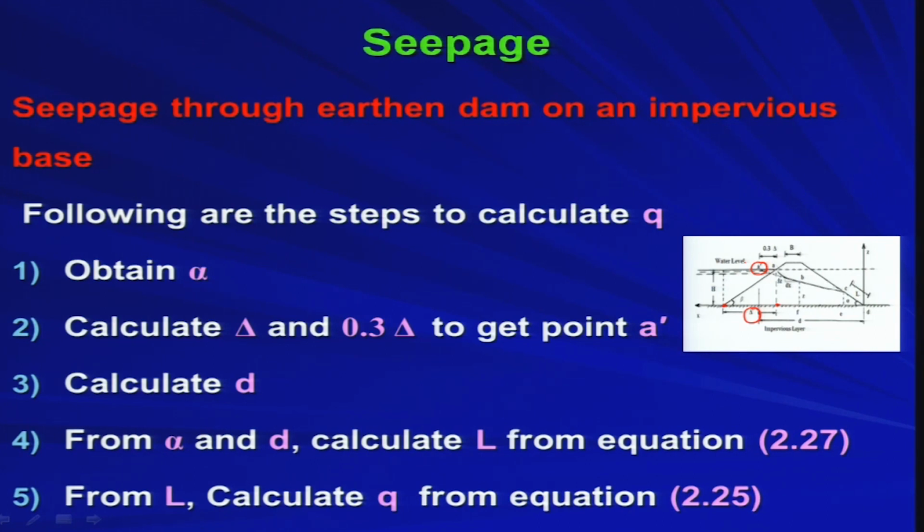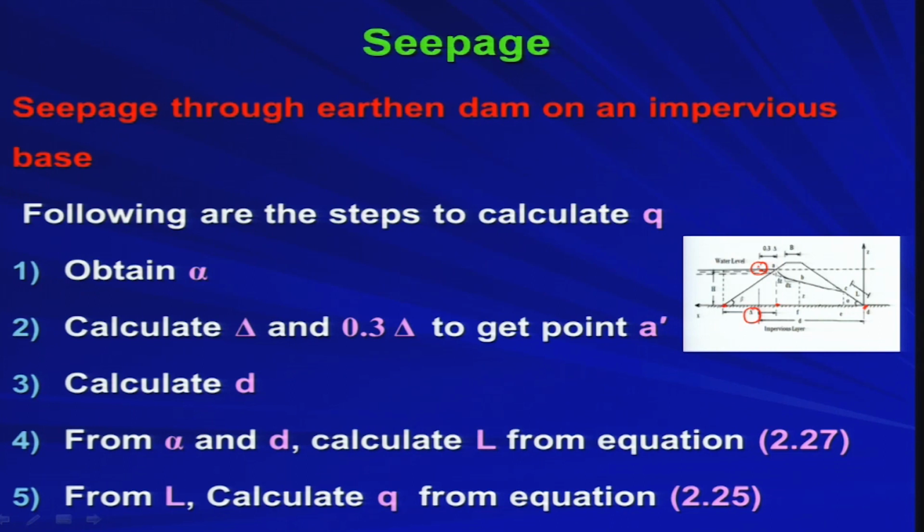Then you calculate d. How can you calculate d? You know this point because the dam geometry is known to you. Now, this A point is fixed, so you can find out the distance between these 2 points. So, small d is known to you now. Now, from alpha and small d, calculate L from equation 2.27 whatever I just discussed. So, you find out L.